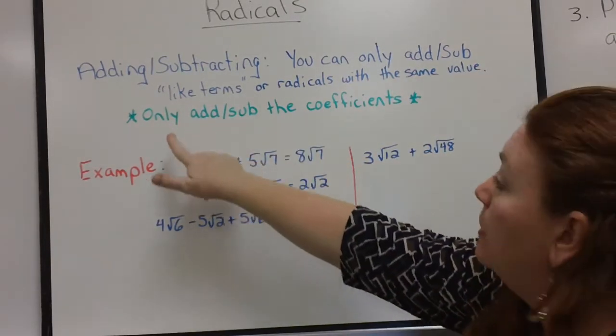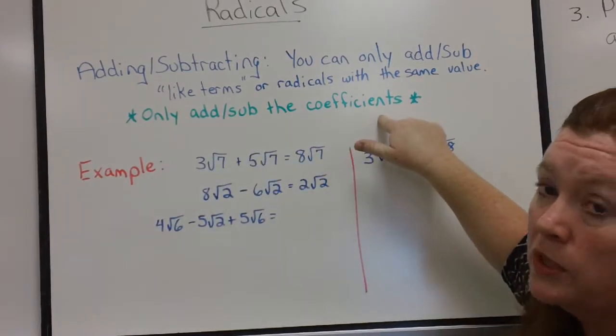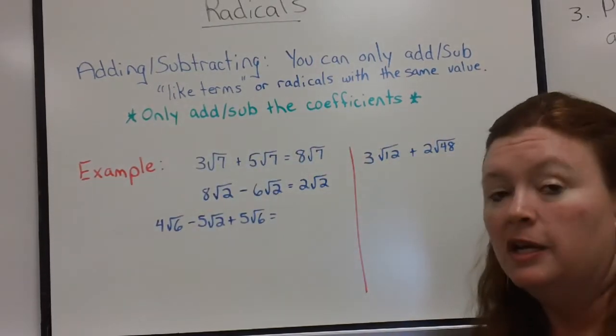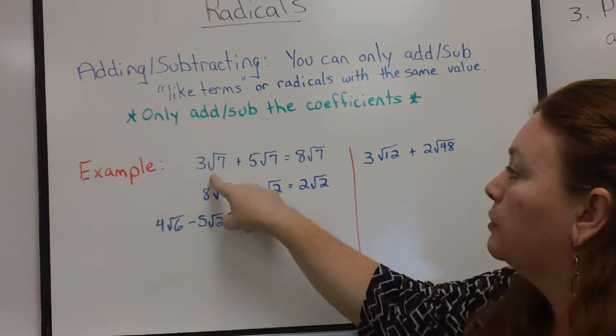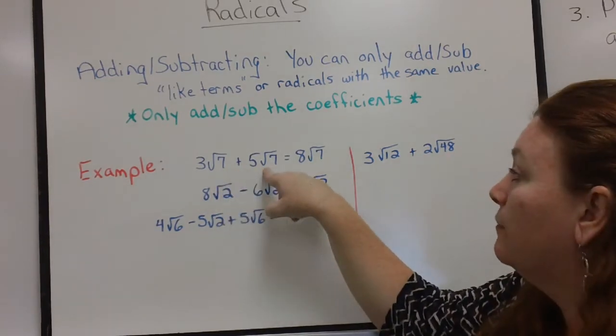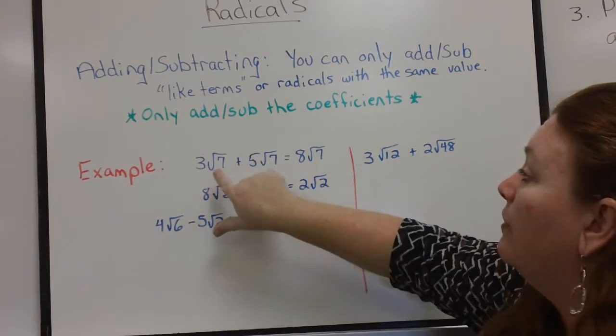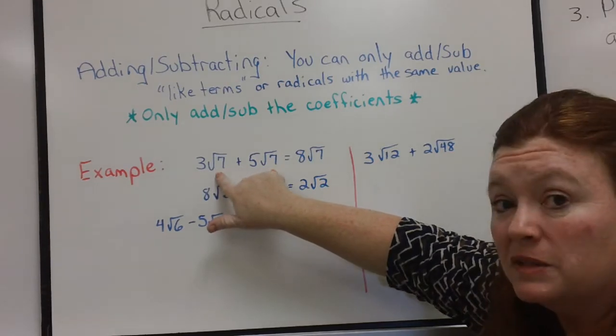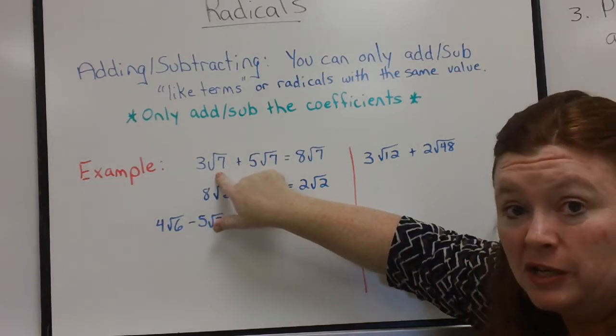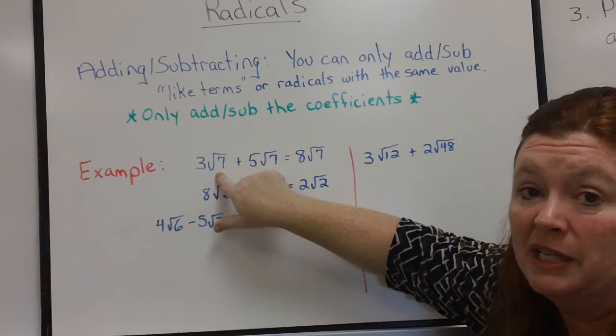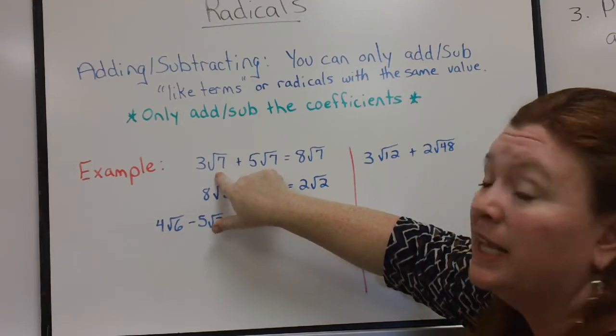And when you add them, you will only add or subtract the coefficients. So, for example, 3 square roots of 7 plus 5 square roots of 7. They have like terms because their radicals have the same value underneath. Both of them have a 7, nothing else. So I can add them.